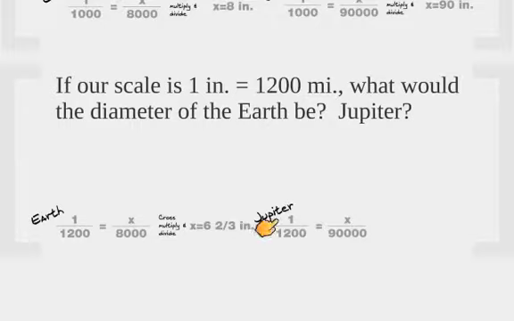Again, 1 inch is 1,200 miles. It's 90,000 miles in diameter. So crazy to think about. Cross multiply, divide, what do you get for x? How wide is Jupiter going to be?